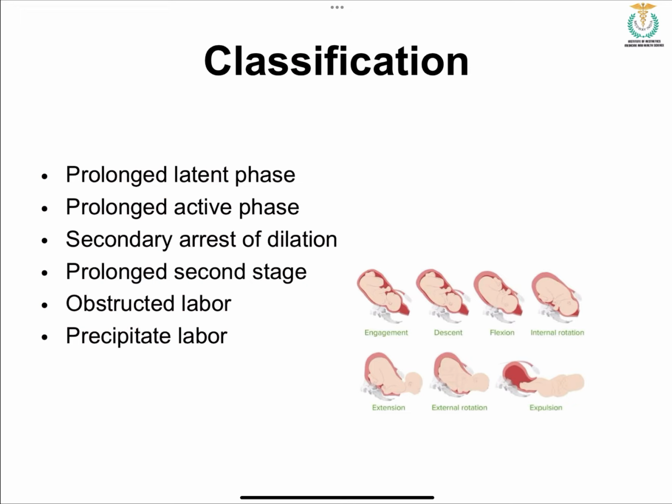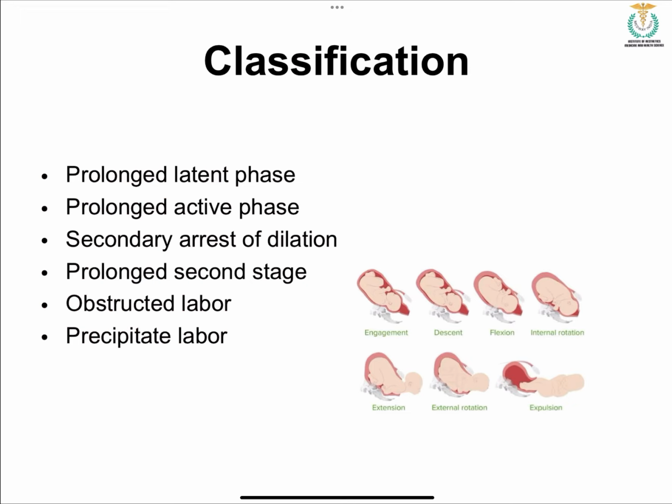Next is the prolonged active phase, or protracted. In this case, there will be slow cervical dilatation in active labor. First-line measures include reassessing the contractions, amniotomy if membranes intact, and oxytocin augmentation if indicated. WHO recommends confirming delay before augmentation and cautions against high starting oxytocin regimens.